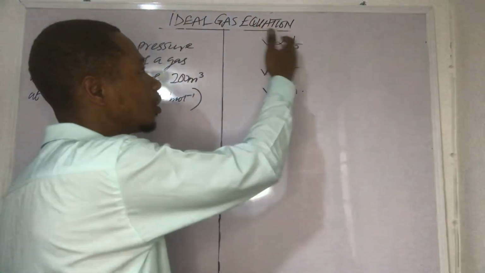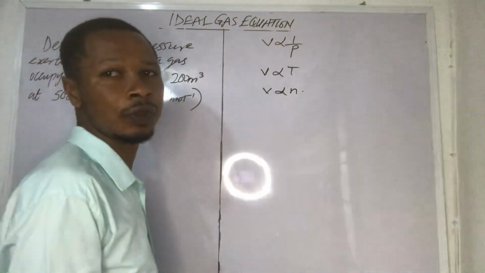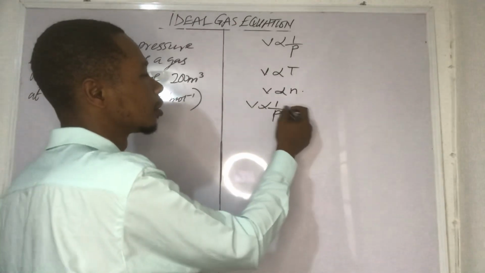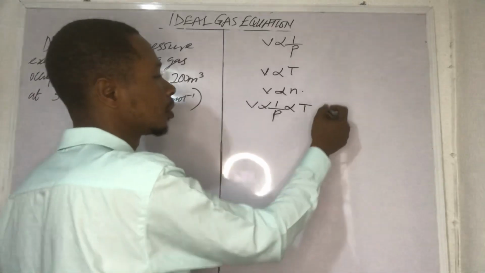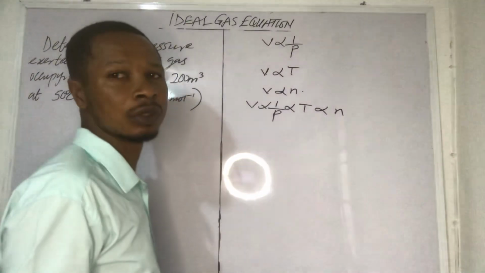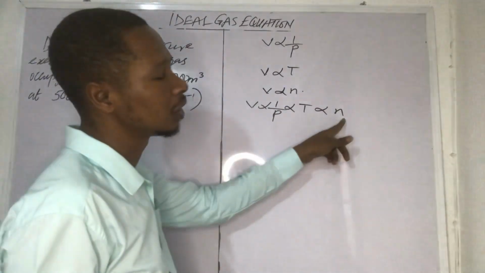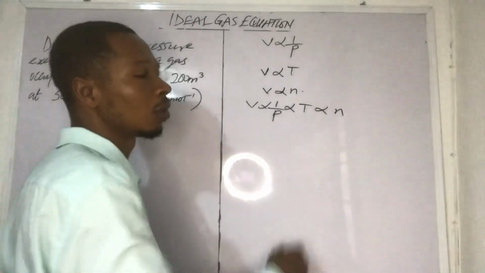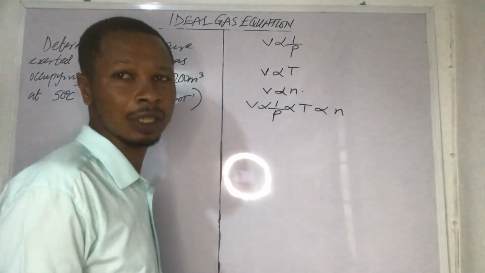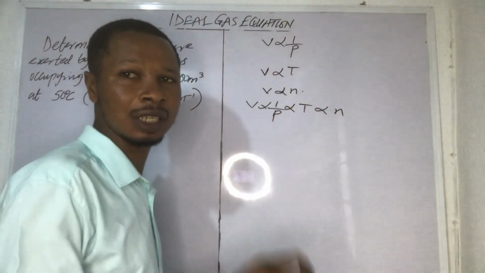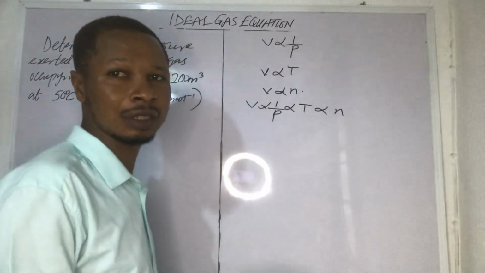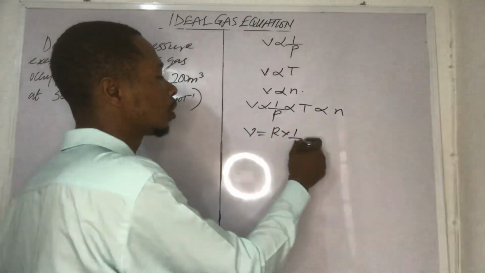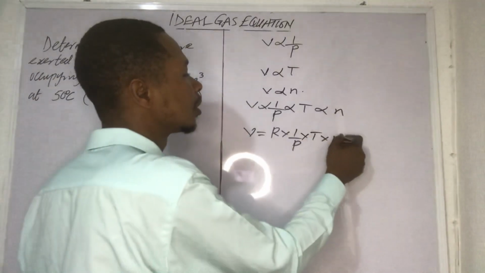So if I combine all these three variations, I will have volume inversely proportional to pressure, directly proportional to temperature, and directly proportional to number of moles. If I remove the proportionality symbol, I will introduce a constant. The constant that we introduce in this case is R, which is referred to as the molar gas constant. Then V should be equal to R times 1 over P times T times n.